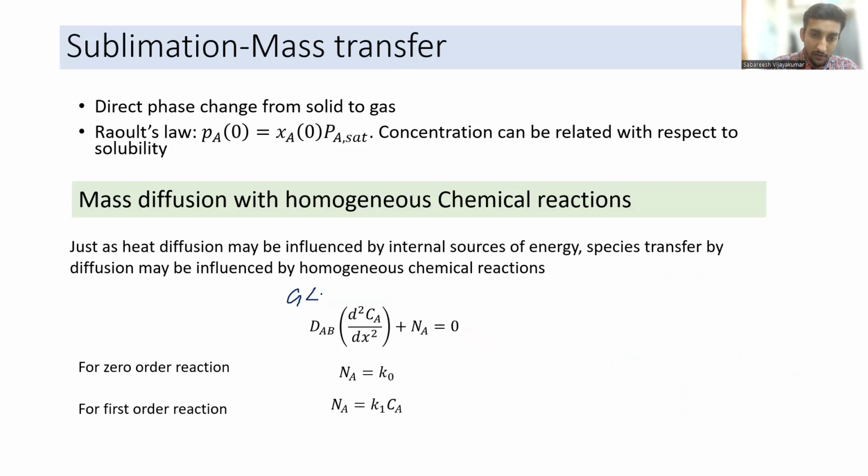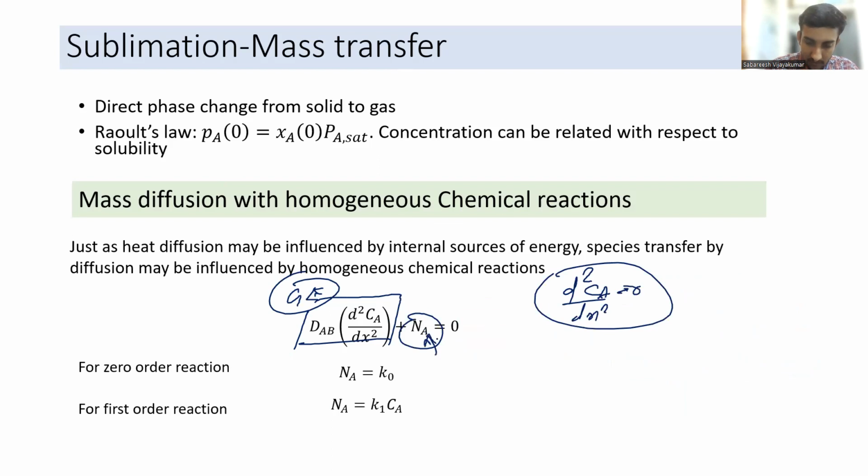This is the governing equation for that. DAB into d square Ca by dx square equals 0 is the perfect diffusion equation. But here another term gets added. This is the generated mass rate, because it is created from the chemical reaction. It is equivalent to our heat with internal heat generation. In a particular substance, if mass is entering and leaving like this, and heat is liberated or enters, this is equivalent to that heat generation part.